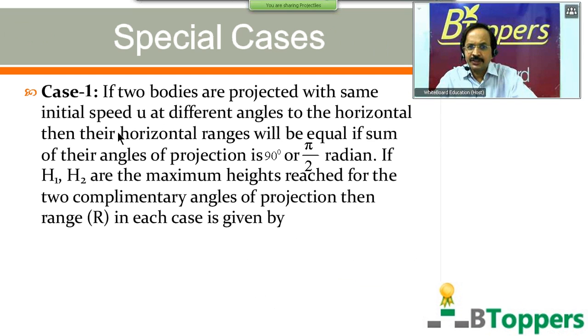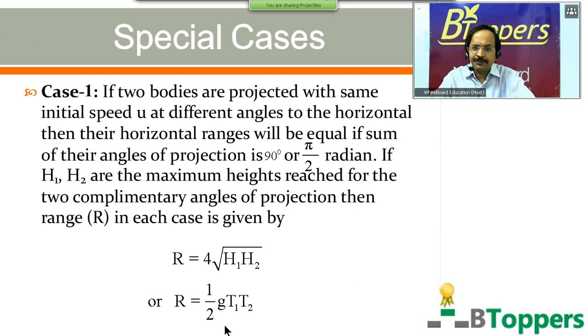If two bodies are projected with same initial speed u at different angles to the horizontal, then their horizontal ranges will be equal if the sum of their angles of projection is 90 degrees or pi by 2 radian. If capital H1, capital H2 are the maximum heights reached for the two complementary angles of projection, then the range R in each case is given by R equal to 4 into root of H1 H2, or you can write R equal to half g T1 T2. So if you want to come to the conclusion or write the notes, you can take a pause and write the notes now. I'm going to show the calculation behind this conclusion.